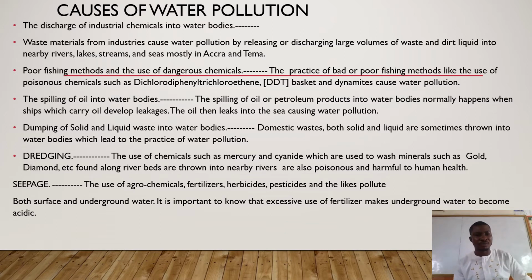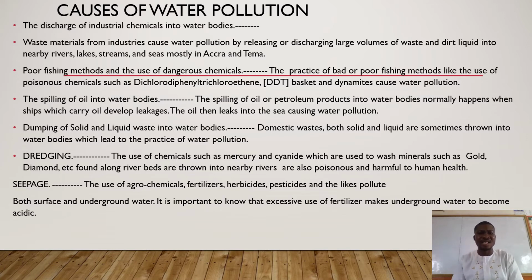Therefore, we have to take note. Then the next point is poor fishing methods and the use of dangerous chemicals. What do we mean by poor fishing methods and dangerous chemicals? We are saying that the practice of bad or poor fishing methods, like the use of poisonous chemicals in fishing. If we talk of bad fishing practice or poor fishing methods, then we are talking about using poisonous chemicals to fish.